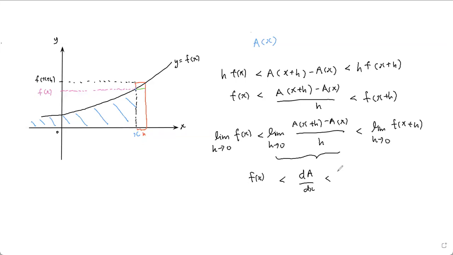And for the right-hand side, this is basically f(x), because h is going to approach 0. So dA/dx is less than or equal to f(x) and greater than or equal to f(x). So in other words, dA/dx is equal to f(x). And what is A? To get A, we integrate both sides with respect to x. So remember, A is our area function here. So A(x) is the integral of f(x) dx.